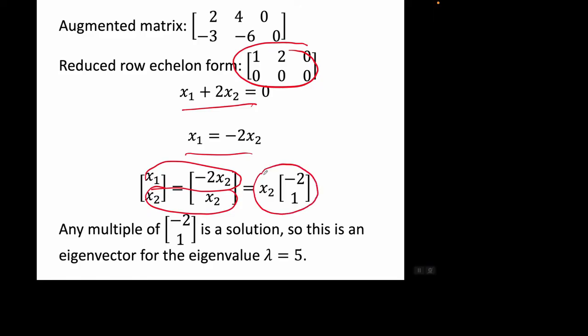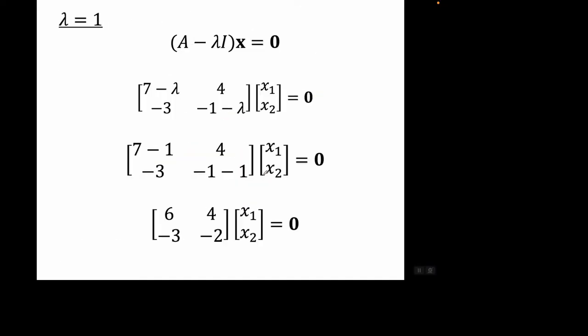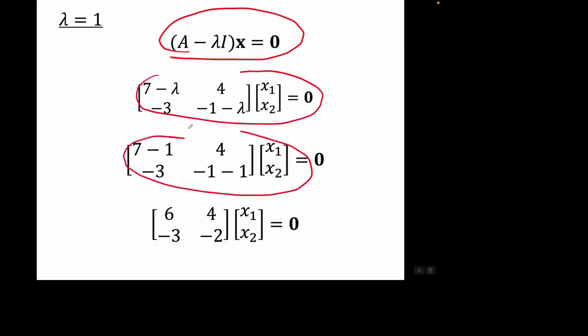Any multiple of negative 2, 1 is a solution. So this is an eigenvector for the eigenvalue lambda equals 5. How about for the eigenvalue lambda equals 1? Again, let's solve this. Plug in lambda equals 1. This is what we'll end up with.